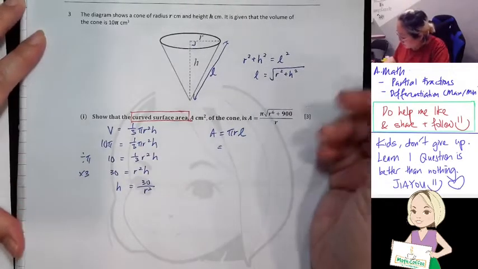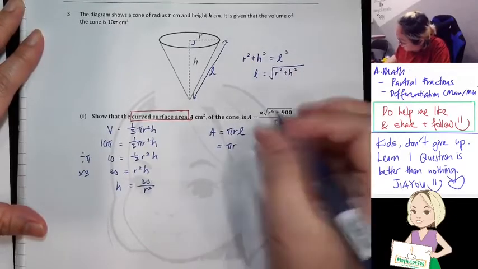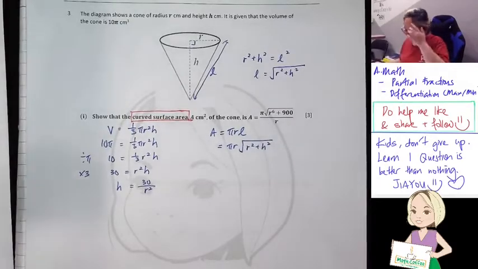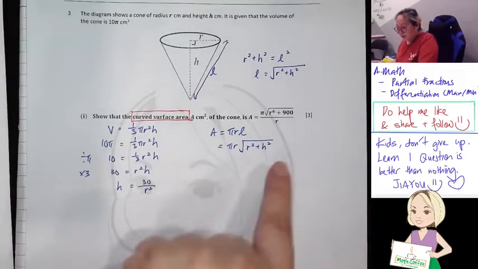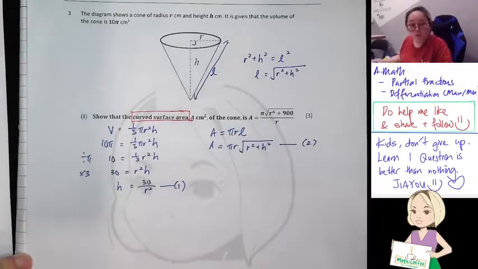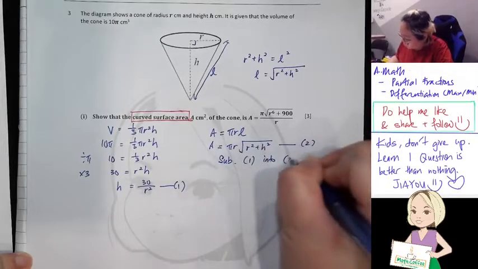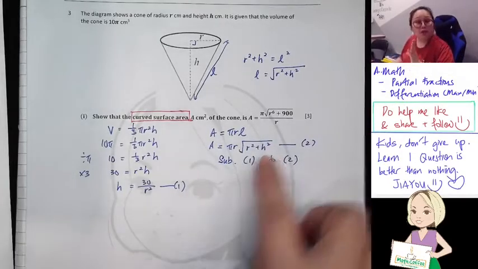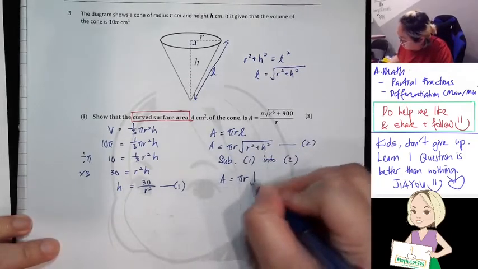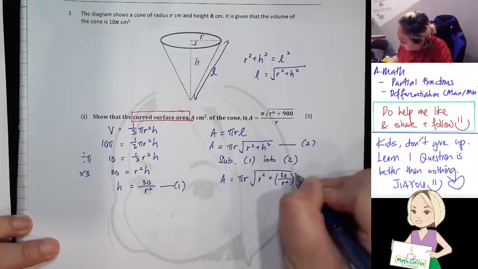So then after that, let's do it. So my pi r, then the L I put it here, so it becomes square root of r squared plus h squared. Now, this can be put into here already. So I shall put this as equation 2. I say this is my equation 1. So I'm going to sub in 1 into 2, whereby I change my h to become r. So my A now becomes pi r square root of r squared plus (30 over r squared) squared.